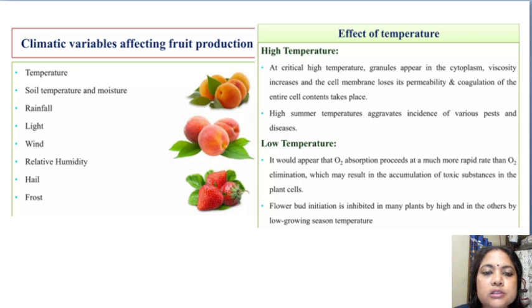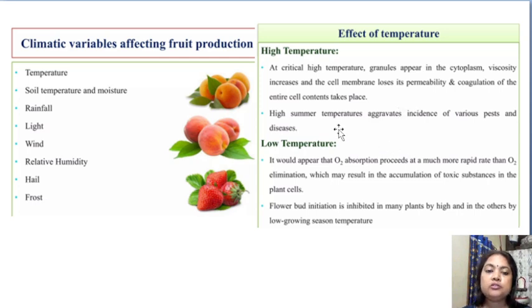Then climate variables also affect food production. So temperature, soil temperature, moisture, rainfall, light, wind, relative humidity, hail and frost affect the production of different types of fruits. Then at critical high temperature, granules appear, the cytoplasmic viscosity increases, the cell membrane loses its permeability and coagulation of the entire cell contents takes place. So the cell content coagulates.